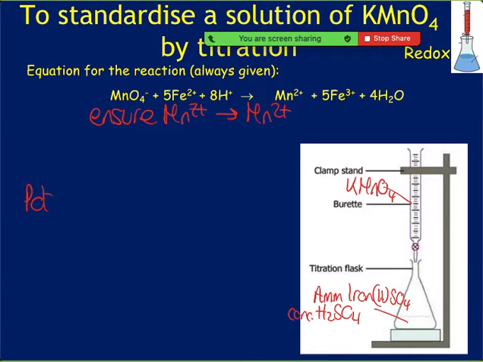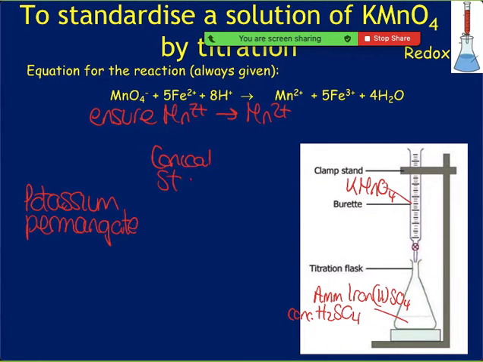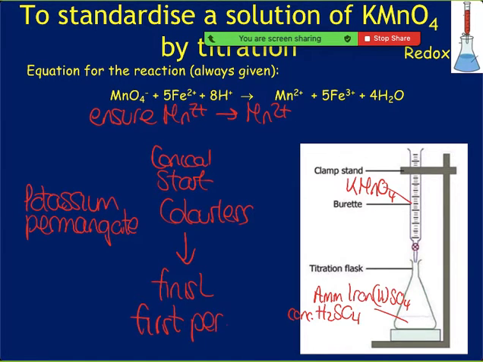Okay, and our indicator is the potassium permanganate. Our colour at the start, and by that I am talking about the conical flask, is going to be colourless, and when you are finished, you will get that first permanent pink.